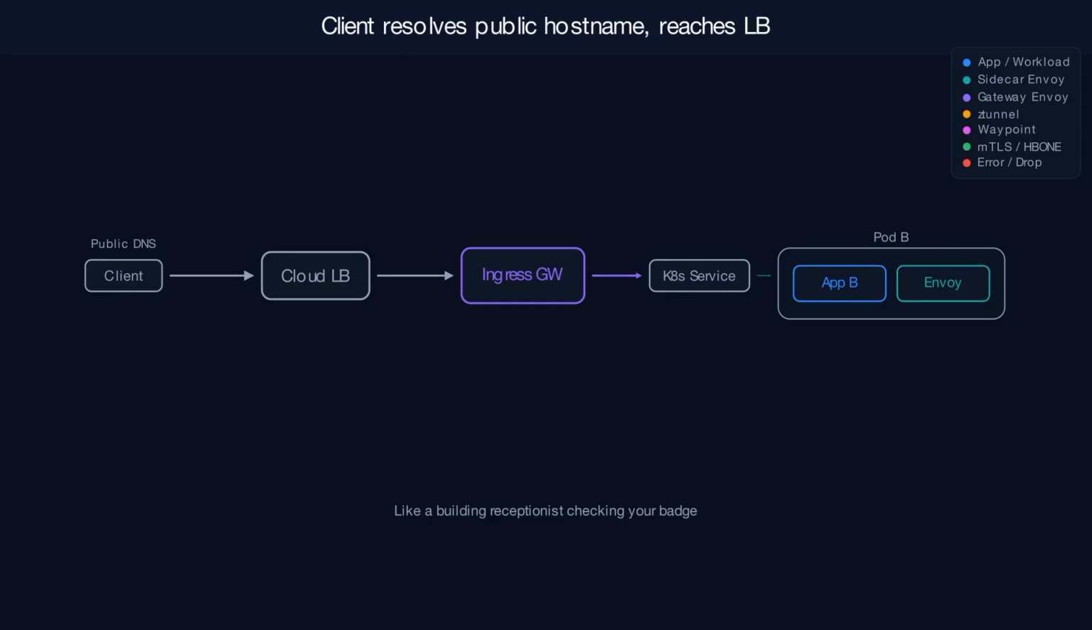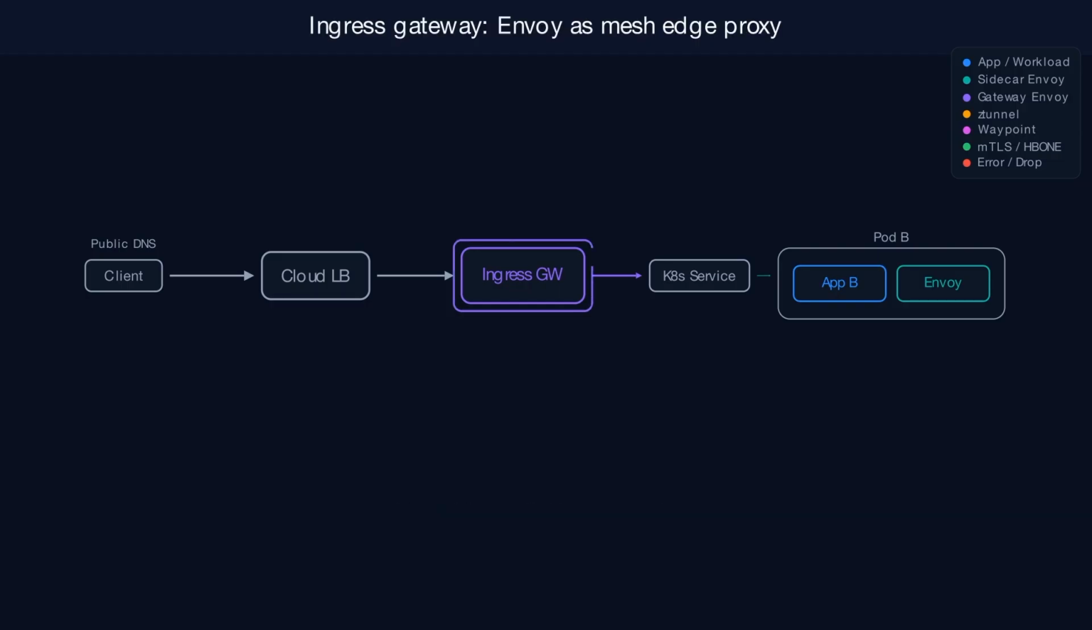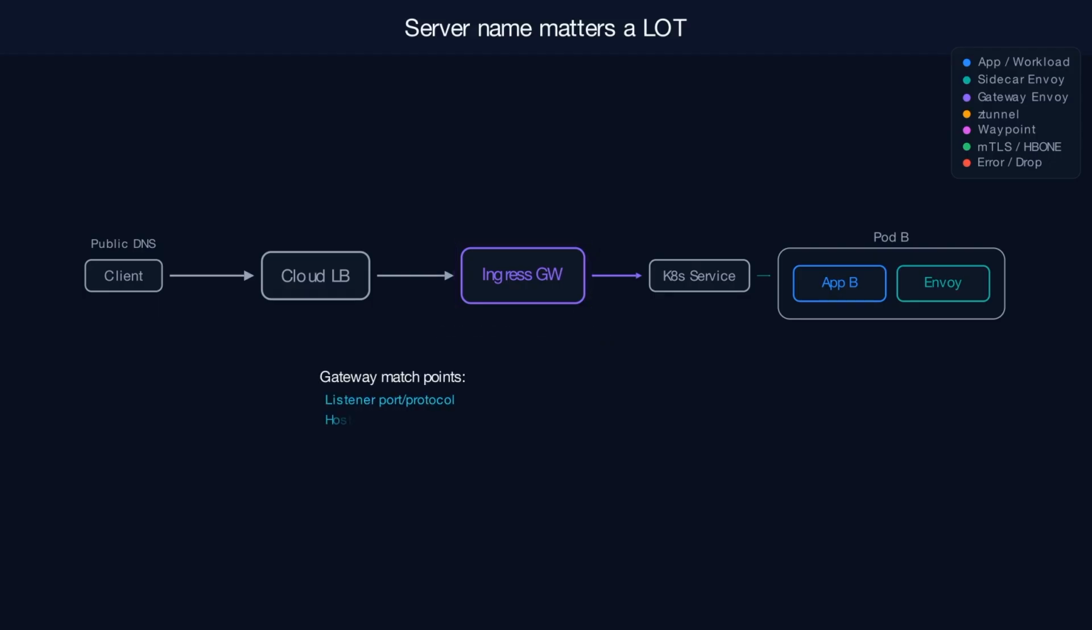That load balancer forwards traffic to the Kubernetes service backing the Istio ingress gateway. The ingress gateway runs Envoy and acts as the mesh edge proxy. It accepts the incoming connection, evaluates gateway listeners and routing rules, and forwards the request to the target service.